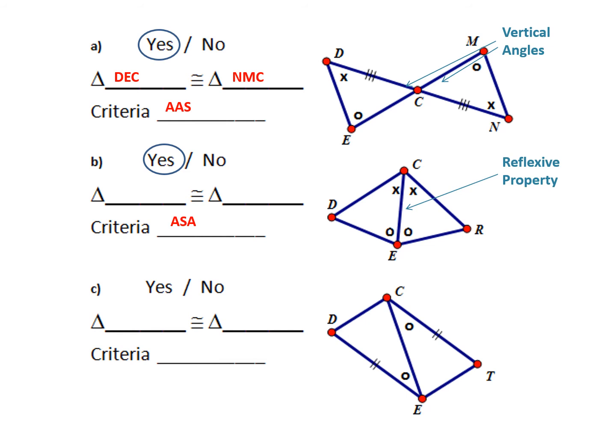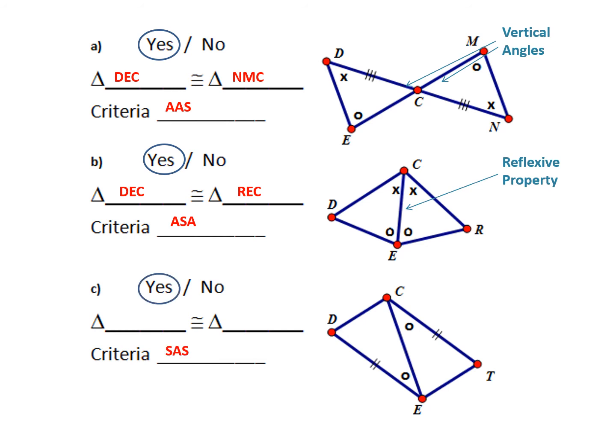Again, two angles, a side in between, and the other two angle pairs. Again, I can pick any order I want. So D, E, C for the first triangle. D corresponds with R, E with itself, and C with itself in this case. So R, E, C.